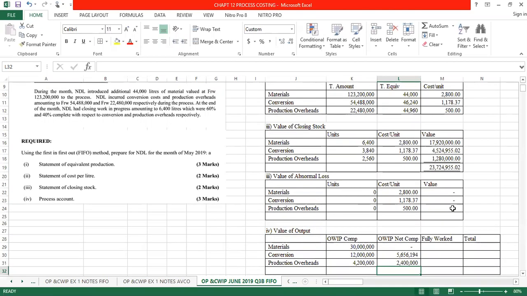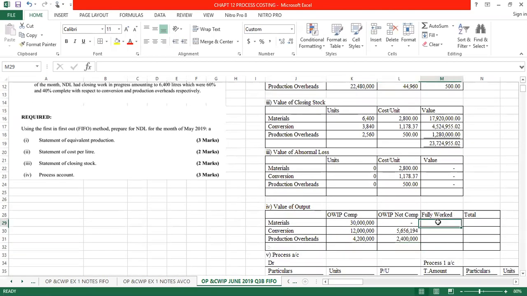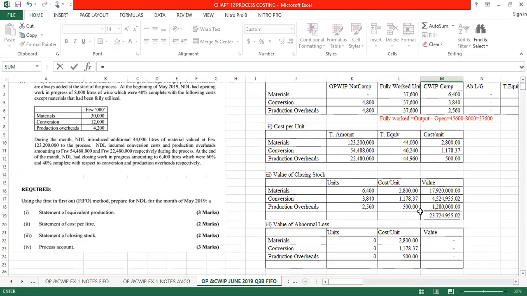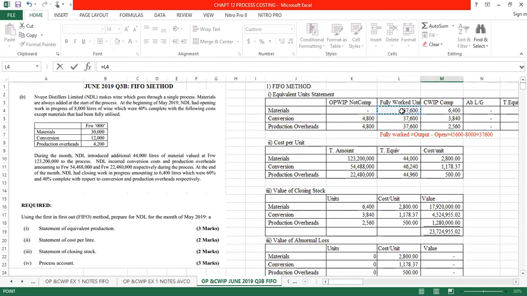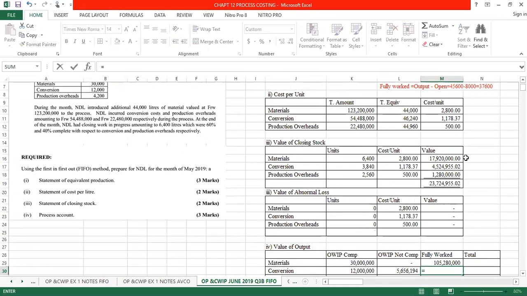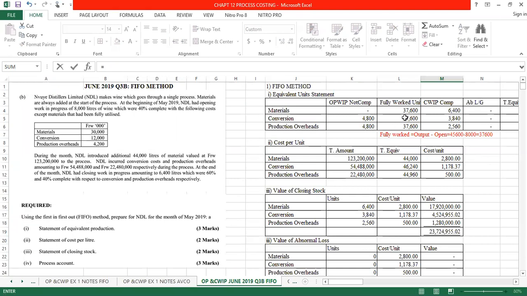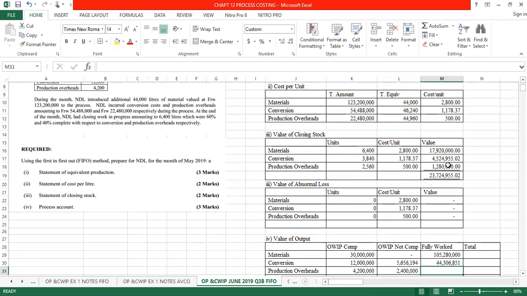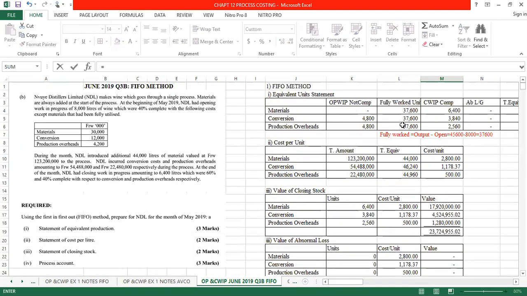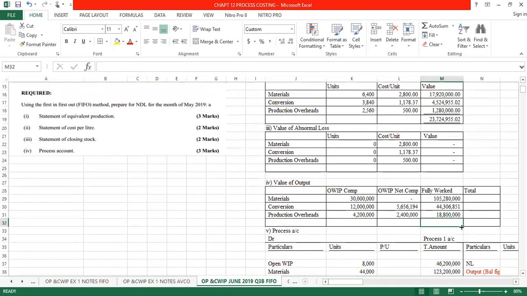So you get that. Fully worked is also not given, you must calculate. So fully worked is that times cost per unit. These figures are big. That times cost per unit equals that times cost per unit. So it gives you that.